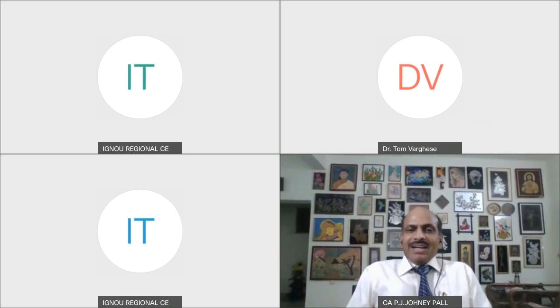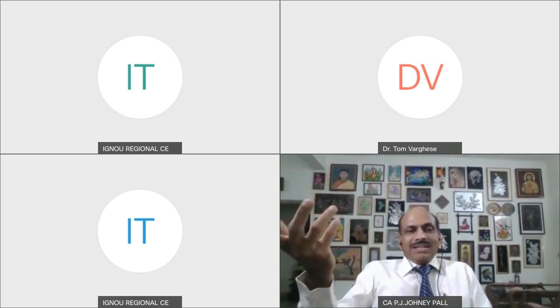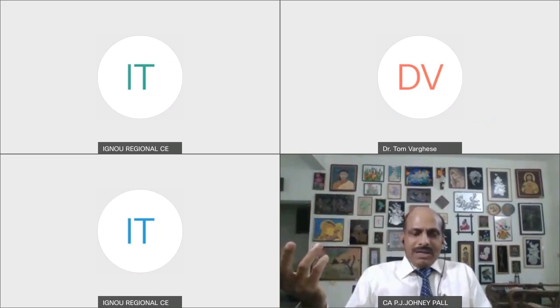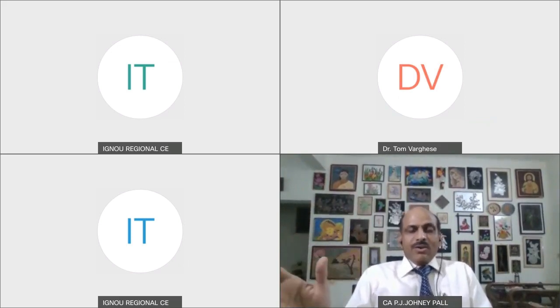Today, even without knowing the double entry system, the accounting software will give you the result. That's why you are not learning the journal entries or double entries in detail, because once you enter the data, you will get the results. What is the result? The trial balance will be auto-populated. The balance sheet will be auto-populated. The profit and loss account will be auto-populated. Without knowing the accounting entry, you will be able to get the result.